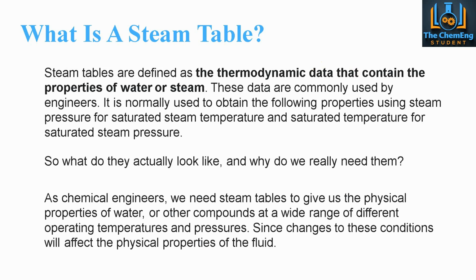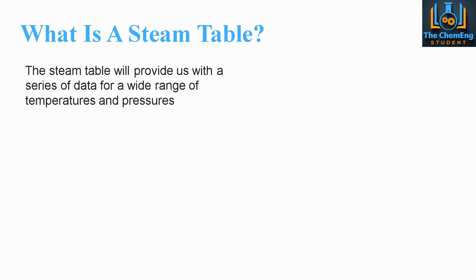Well, as chemical engineers, we need the steam table in order for us to obtain the physical properties of water, or indeed some other compounds such as ammonia and other derivatives of that sort, at a range of different operating temperatures and pressures. So because our systems will change, we want to know what the physical properties of the fluid will be at these given different operating conditions. So the steam table will provide us with a series of data with a range of temperatures and pressures.